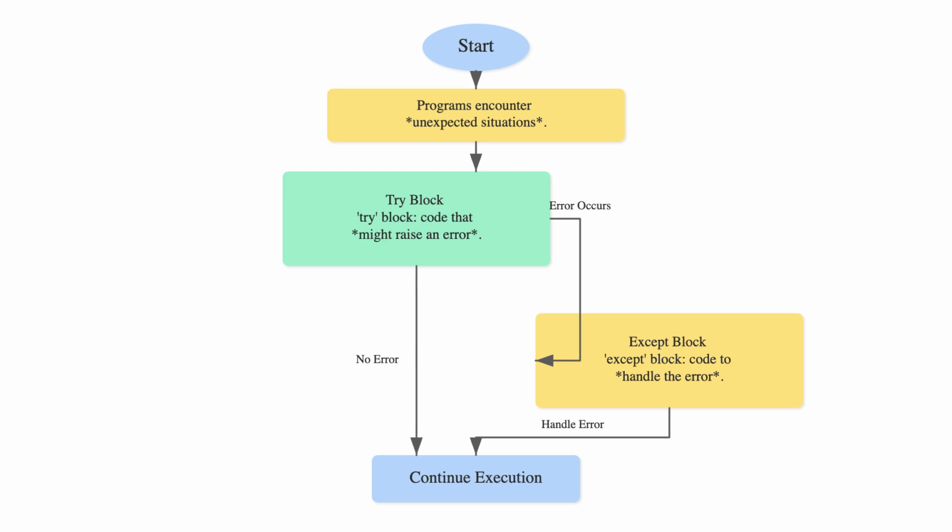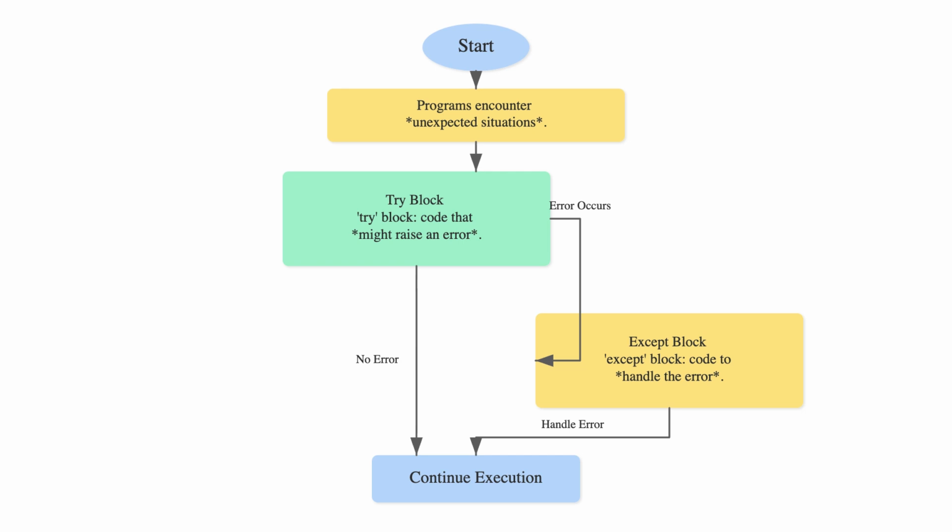If an error, also known as an exception, occurs within the try block, Python immediately stops executing that block and jumps to the except block. The except block contains the code designed to handle the error gracefully. This could mean logging the error, providing a user-friendly message, or attempting an alternative action. It prevents your entire program from crashing, making it much more reliable.